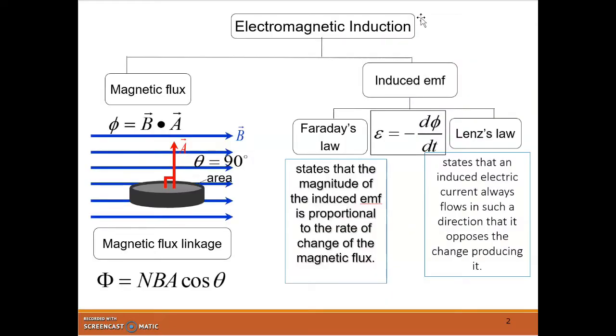Okay, first let's look at the overview of electromagnetic induction. First we have magnetic flux. The symbol is phi. We also have induced EMF. It is divided into two, which are Faraday's law and Lenz's law. I will explain these two important laws after this.